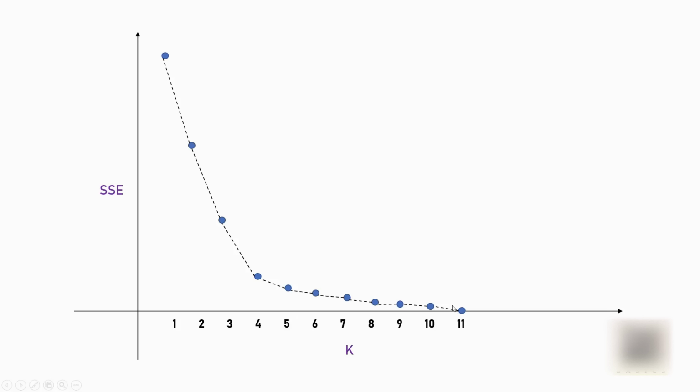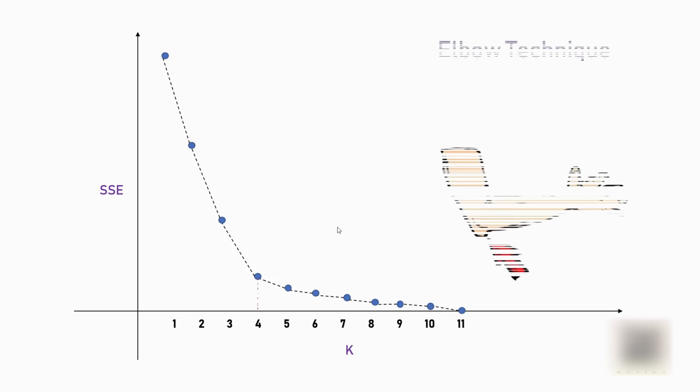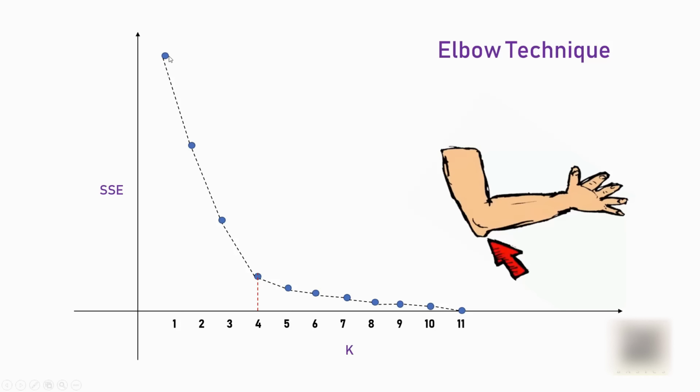So the error will keep on reducing, and the general guideline is to find an elbow. On this chart, this point is sort of like an elbow. So here is a good cluster number. For example, for whatever data set this chart is representing, a good k number would be 4. All right, so that was the elbow technique. Let's get into Python coding now.